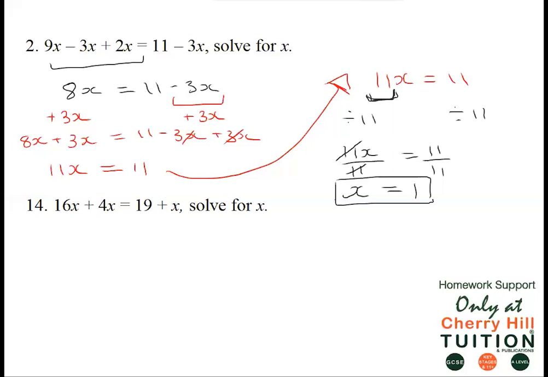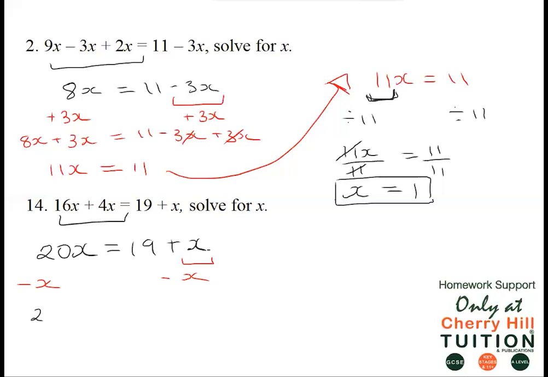So on the left-hand side, we've got 16x plus 4x. These are like terms, so we can simplify this to 20x. And this is equal to 19 plus x. Now we need to eliminate this x. We need to bring this x onto the left-hand side. We can do this by taking x away from both sides of the equation.